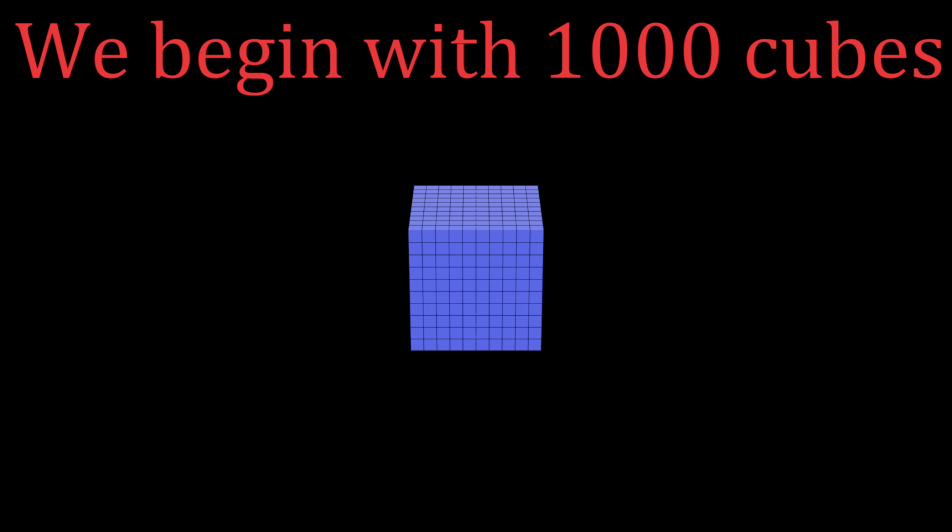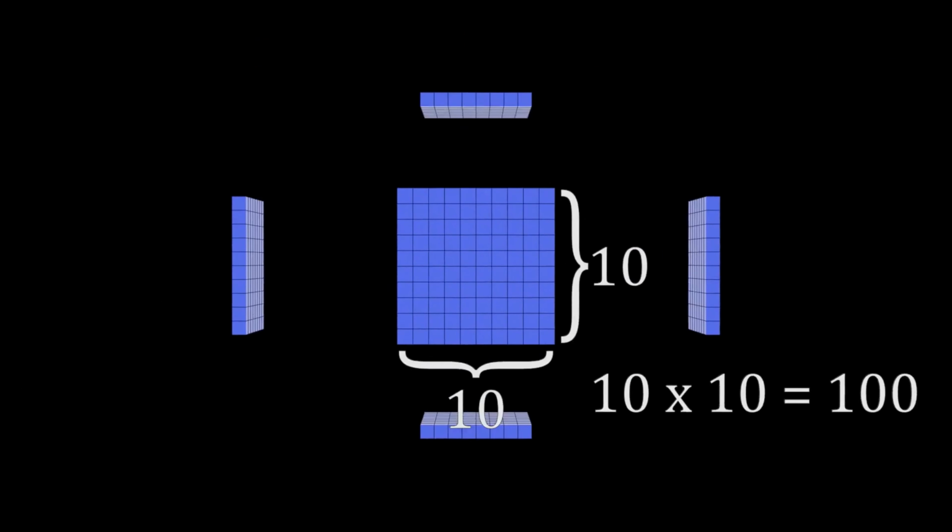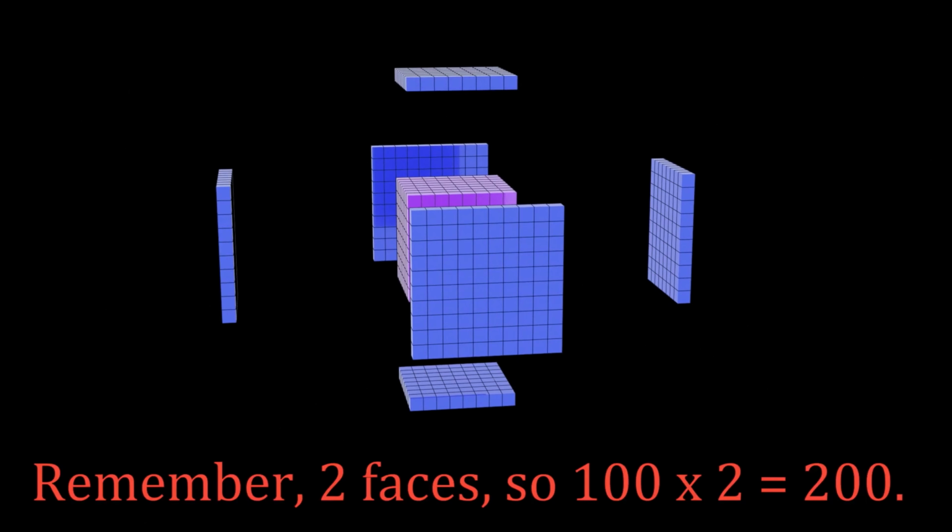First, note that we have a total of 1000 smaller cubes. We can start by removing the outer layer of cubes and counting the number of cubes left on each of those 6 faces. Here we have 10 rows and 10 columns of cubes, so to get the total number of cubes which make up this face, we must multiply 10 by 10. Doing so, we see that this face consists of 100 cubes. But remember, we have two faces that have an identical number of cubes, so we must multiply 100 by 2, hence, the number of cubes which make up these two faces equals 200.